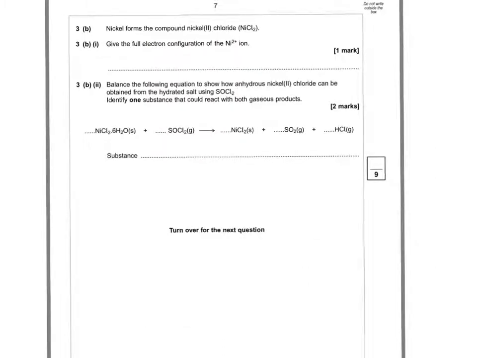Okay, so the next question. Give the full electron configuration of the nickel 2+ ion. Now this is difficult because you've got to remember that the 4s subshell fills first and empties first. So if I'm just going to write at the bottom what nickel would be as an element.